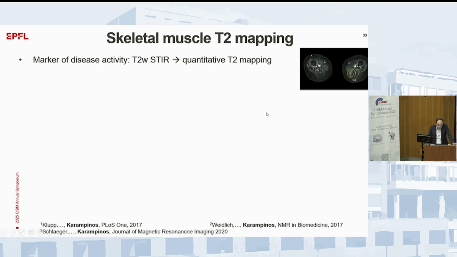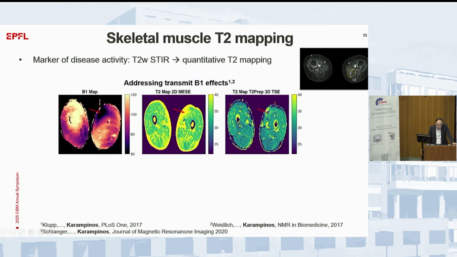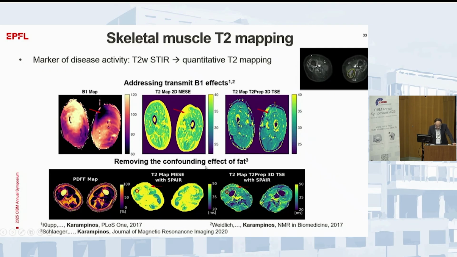And of course, when you develop a drug, you want to know how well this patient is doing when you follow them longitudinally. A very good way to do that is using quantitative T2 mapping, going away from the T2-weighted sequence to T2. In the work that we did in Munich, we used the T2-prepared 3D turbo spin echo, and using this technique, we addressed transmit B1 effects, and we also saw that this technique can overcome some of the issues that we have for fat suppression compared to the multi-echo spin echo.